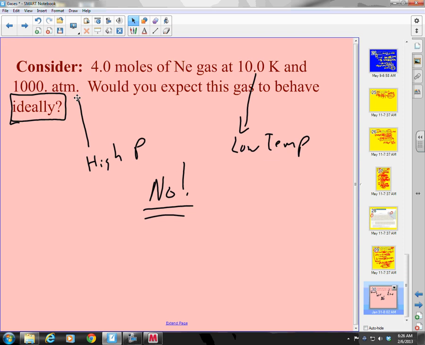So you guys, now that we're done with gases, you can go out and you can behave really, or you could behave ideally. It's whatever you want to do.